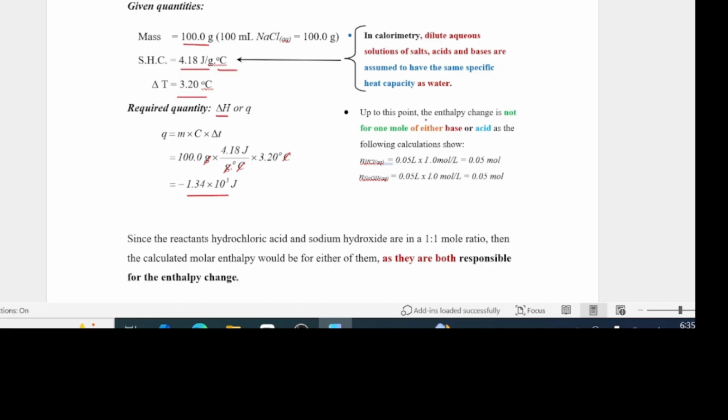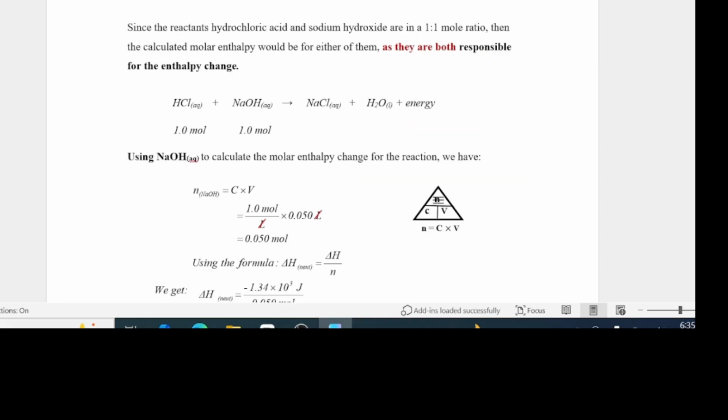Up to this point, the enthalpy change is not for 1 mole of either the base or acid. The number of moles of the acid is found using n is equal to c times v, and that's the number of moles produced. Same thing for sodium hydroxide. In both cases, the number of moles is the same. Alright? So again, we will make this point of emphasis. We are saying the molar enthalpy will be for either the base or the acid, since both of them are responsible for the enthalpy change.